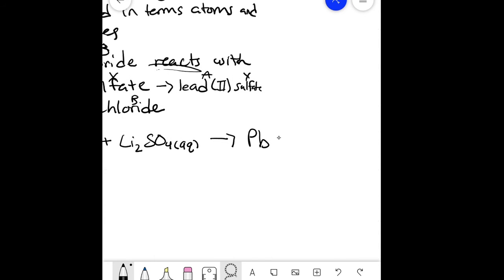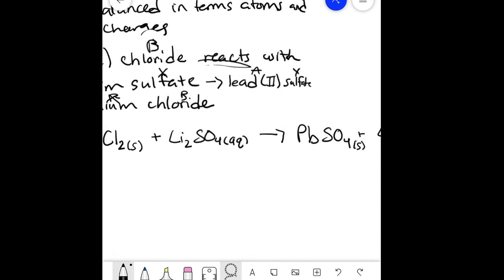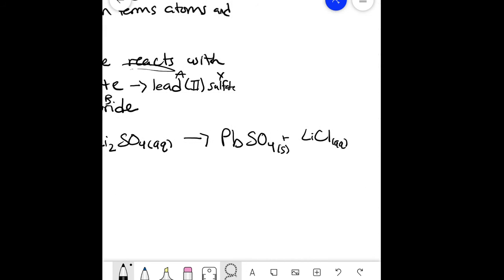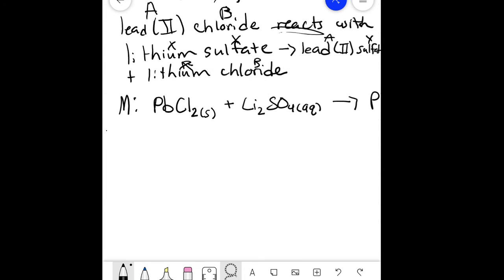lead sulfate plus lithium chloride, and lead sulfate is a solid and lithium chloride is aqueous. Okay, now we have to make sure they're balanced. We have one lead, we have 2 chloride. We only have one chloride over here. So we're going to put a 2 here. And that helps because we needed 2 more lithiums. And now we're balanced.